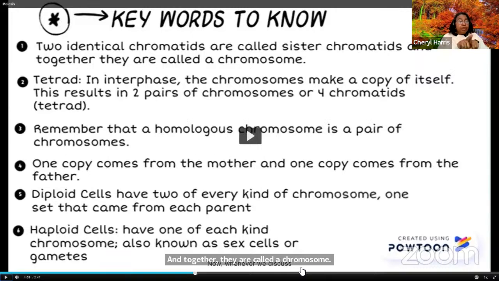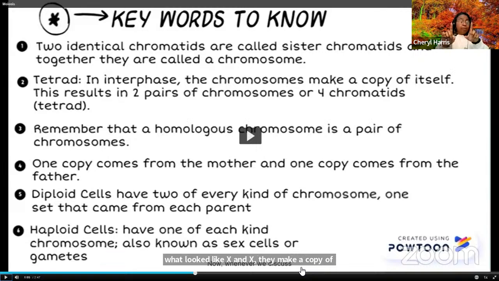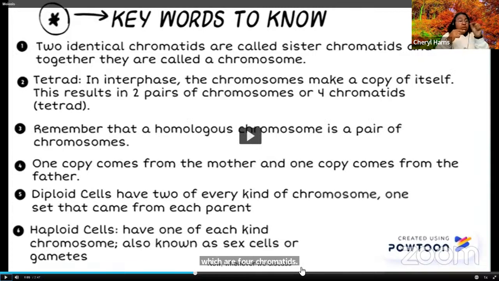Tetrad. In interphase, the chromosomes make a copy of themselves. This results in 2 pairs of chromosomes or 4 chromatids. So again, where you had what looked like X and X, they make a copy of themselves, and now you've got 2 X and X's, which are 4 chromatids held together in the middle. We say that there are 2 pairs, four chromosomes, but 2 pairs because they're linked in the middle, so they're pairs.